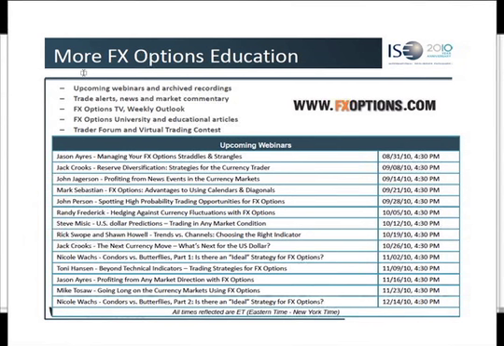Next week, Jason Harris will be on, and Jason will be talking about managing your FX option straddles and strangles. September 7th, Jack Crooks on reverse diversification strategies for currency traders. September 14th, John E. Jagerson, profiting from news events in the currency market. September 21st, Mark Sebastian, FX options, advantages to using calendars and diagonals. And then September 28th would be John Person, spotting high probability trading opportunities for FX options. So that's the lineup for the next month or so.